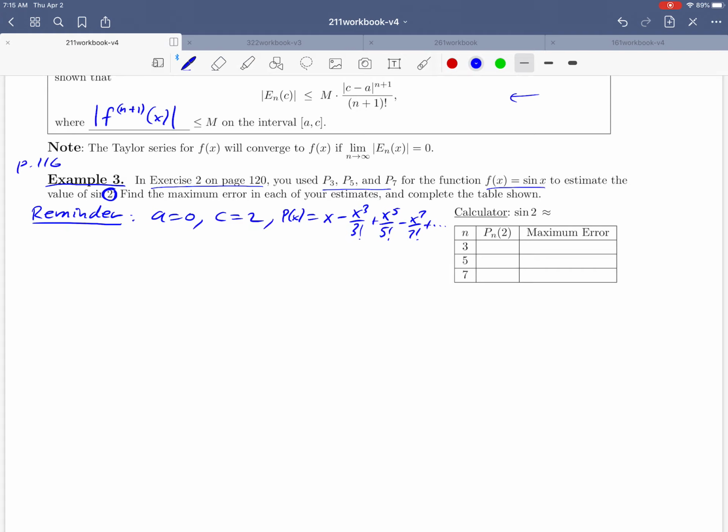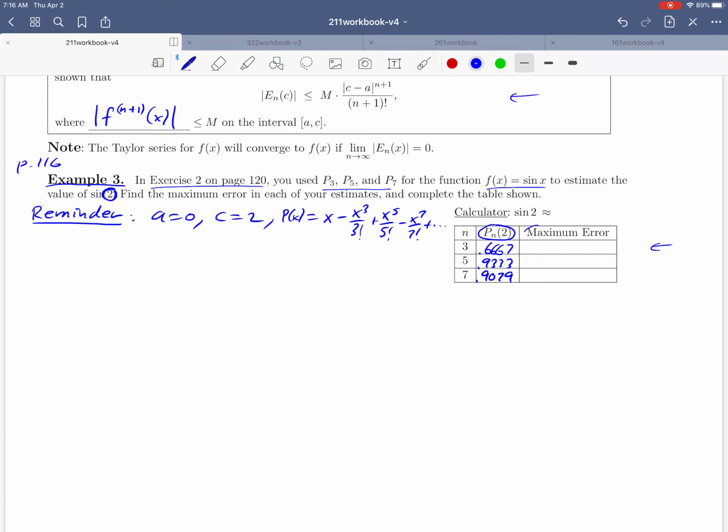So let's start by filling in the part of this chart over here to the right that you already filled in back in exercise 2 on page 120. You actually calculated the numbers in this second column here. Those were the approximations that you got using the Taylor polynomials. So hopefully for n equals 3, you came up with a number that looked like 0.6667. Then for P5, 0.9333. And then for P7, 0.9079. I'm just taking the answers from exercise 2 on page 120.